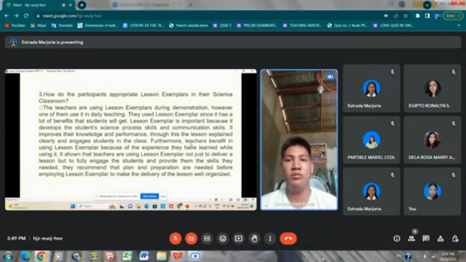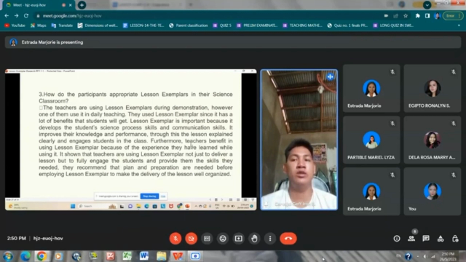Number 3, how do the participants appropriate lesson exemplar in the science classroom? The teachers are using lesson exemplar during demonstration. However, only one of them uses it in daily teaching. They use lesson exemplar since it has a lot of benefits that a student will get.